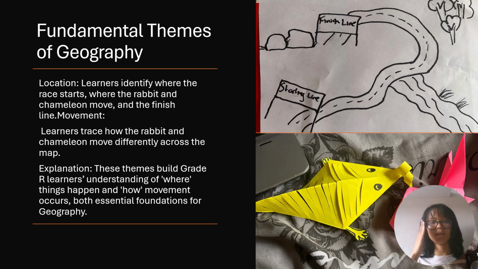And lastly, fundamental themes of geography. Location. Learners identify where the race starts, where the rabbit and chameleon move, and the finish line. Movement. Learners trace how the rabbit and chameleon move differently across the map.